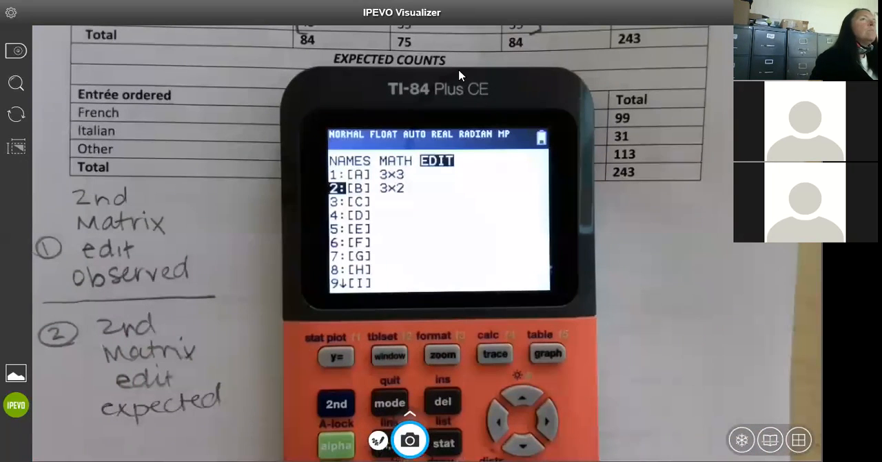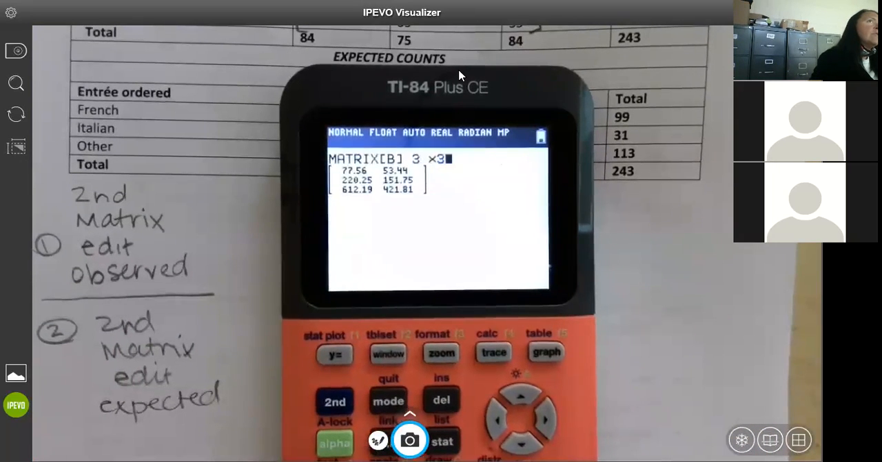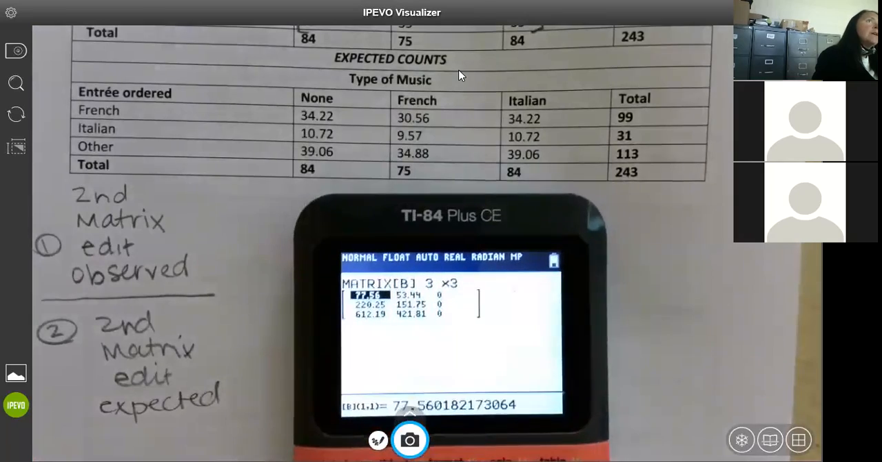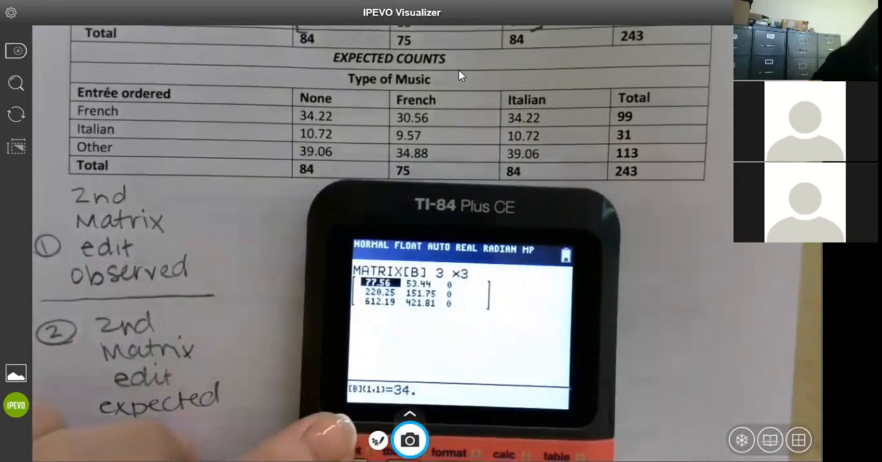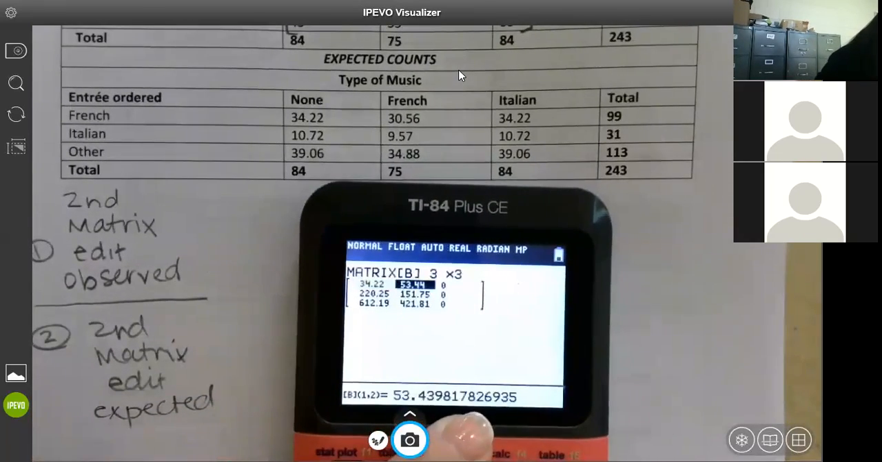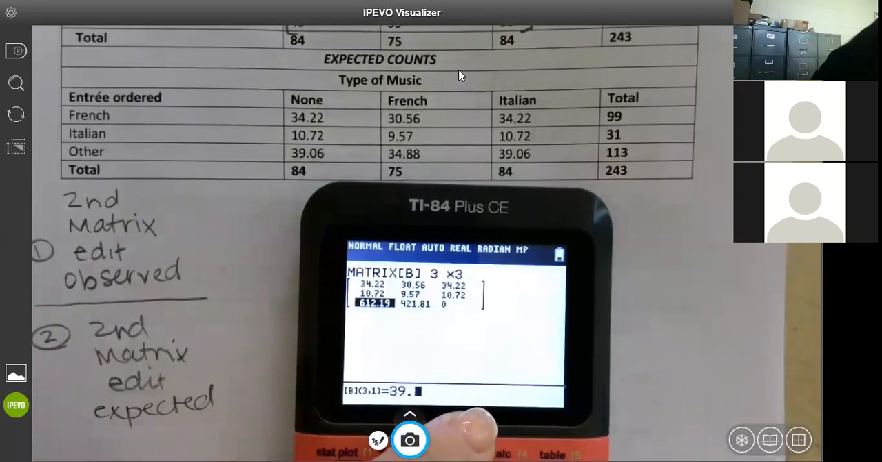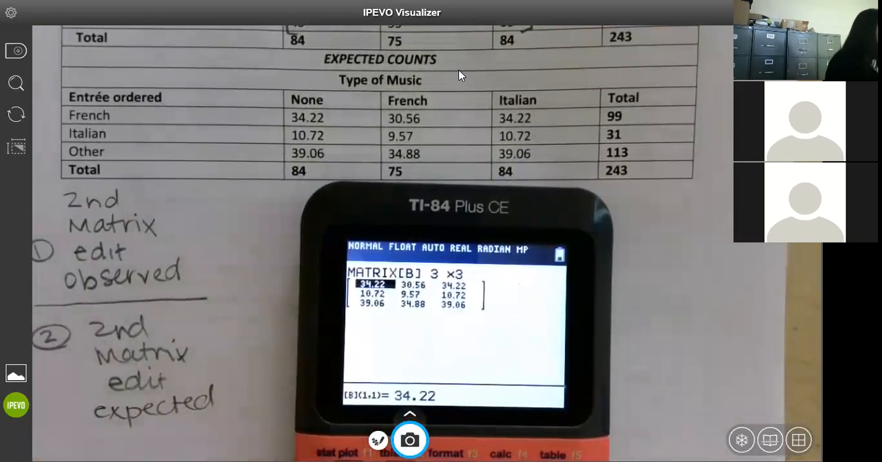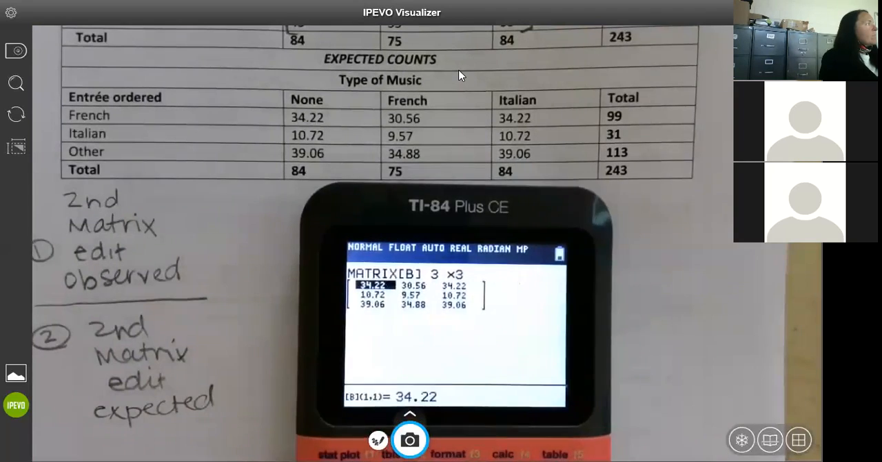Go to B. It's also a 3 by 3. And we're going to put that in: 34.22, 30.56, 34.22, 10.72, 39.06, 34.88, 39.06. Everybody good?